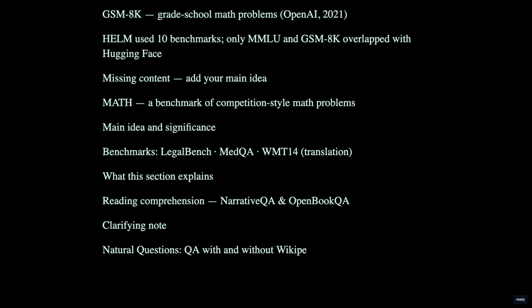We evaluate two general question answering setups using the Natural Questions dataset. In one setting, the model receives the relevant Wikipedia pages in the input. In the other, it does not. So we can compare performance with direct source access versus relying on the model's internal knowledge.